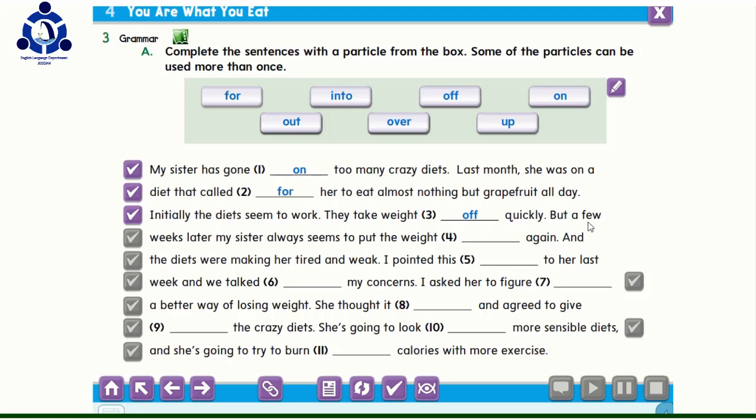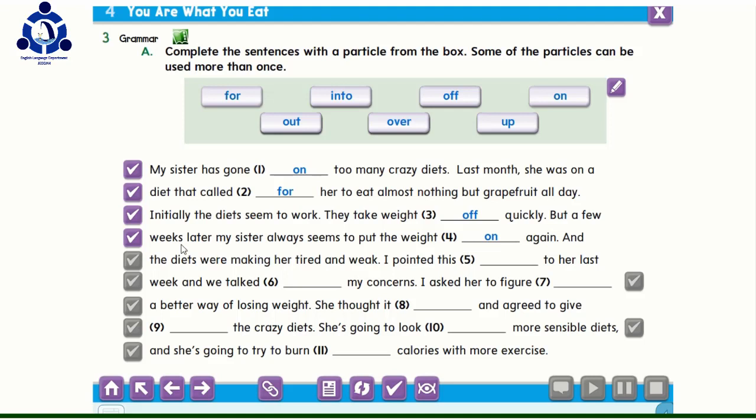Okay? But a few weeks later, my sister always seems to put the weight again. So, we need something like weight. You have the same example at the grammar rule. Weight off and weight on. It's like the opposite of each other. Weight off means to lose weight. Weight on means to gain weight.